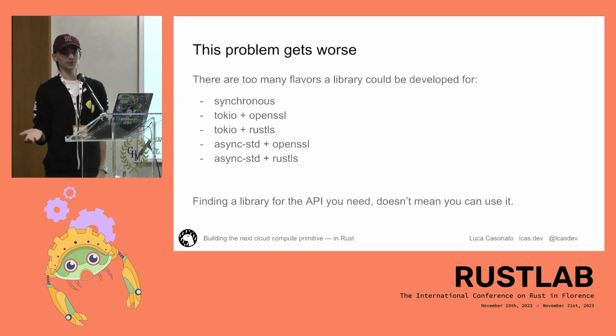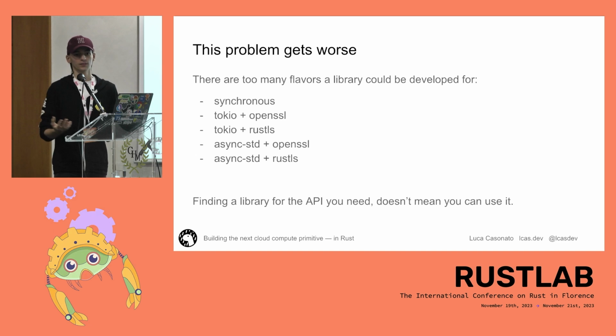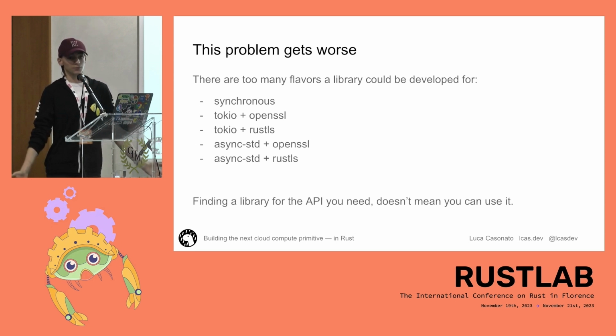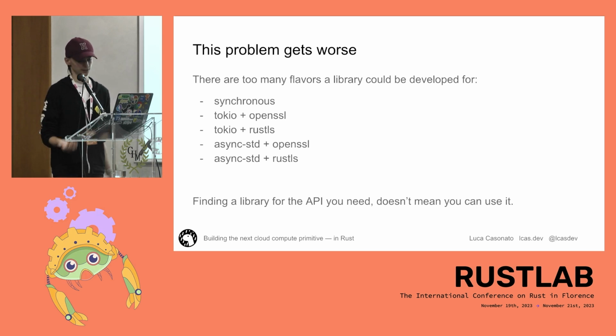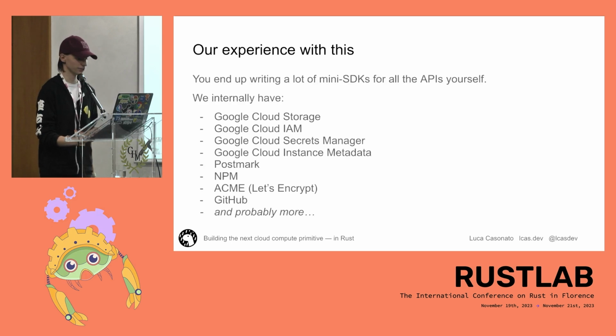And this problem gets even worse because the Rust ecosystem is not even very homogeneous for these sorts of applications, right? You can have synchronous HTTP servers, you can have servers that use Tokio and OpenSSL, or Tokio and Rustls, or async-std. If you're using, for example, Tokio and Rustls, you need to make sure you use a library that doesn't use Tokio plus OpenSSL, because otherwise you're bundling two different TLS libraries into your service. So finding a library that implements the API that you need doesn't even mean that you can use it. This is quite a challenge still in the ecosystem.